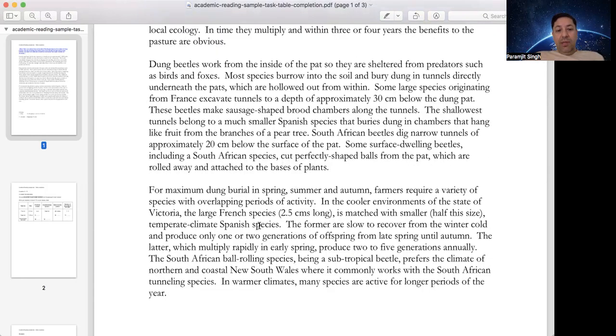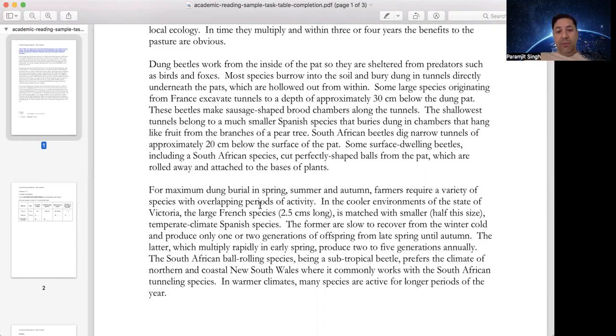For maximum dung burial in spring, summer, and autumn, farmers require a variety of species with overlapping period of activity. Okay, in the cooler environment, the state of Victoria, large French species, which are 2.5 centimeters long, is matched with smaller, half the size, temperate climate Spanish species. Here the Spanish species prefer temperate climate, and the French species size is 2.5 centimeter long.